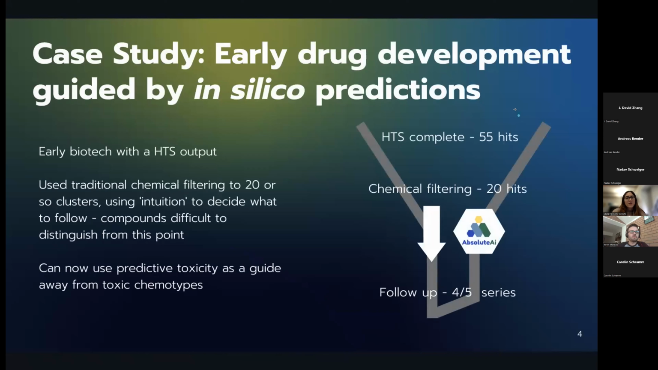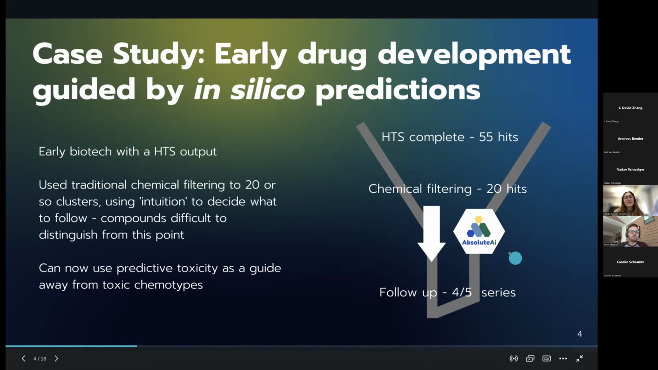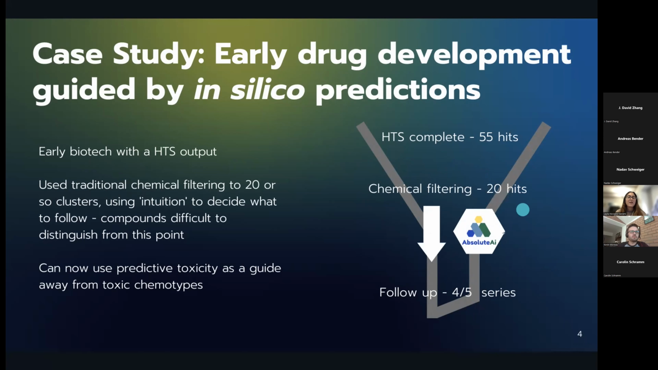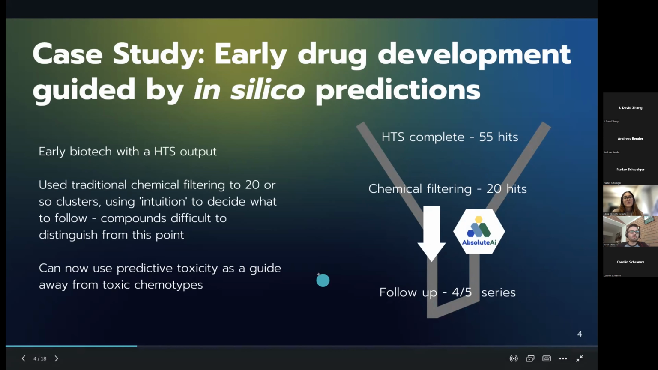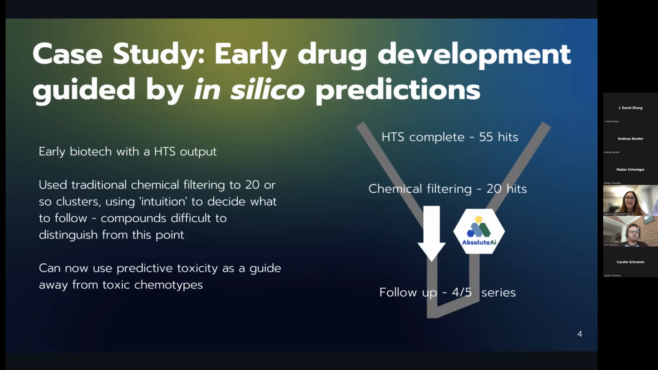So we're currently partnering with a few different companies to give them access to our technology and also to be able to validate our predictions in real life situations. A case study of how this proactive screening is being used is with a biotech we're partnering with. They have a high throughput screening output of about 55 hits. Using traditional chemical filtering and chemist intuition, they've managed to narrow this down to about 20 hits, but from this point on, it's very difficult to distinguish them, and they can only take about 4 or 5 series forward. So now using our technology, they're able to filter these 20 compounds to produce a list of compounds at the end, which will hopefully not lead to any safety problems later on in the clinic.